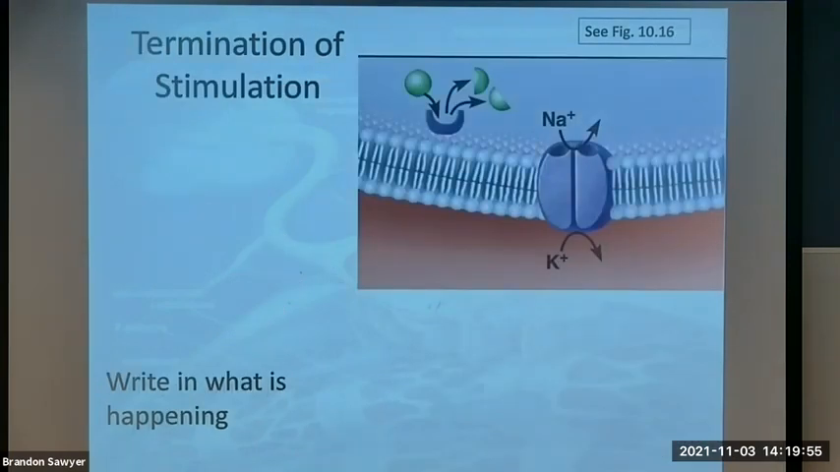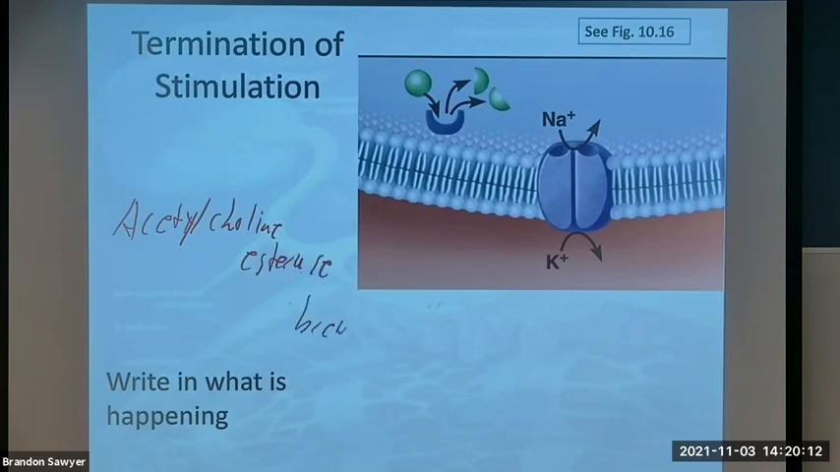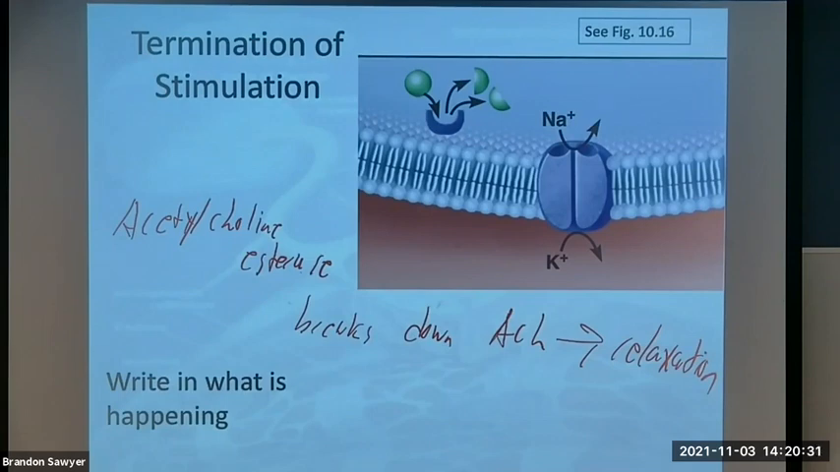Okay, so then this signal or this stimulation will be terminated by the effects of that acetylcholinesterase. Esterase breaks down acetylcholine. And then we get relaxation of the muscle. That's how the muscle can relax. That's how the signal stops being transmitted. Okay. All right. So any questions about those steps there?